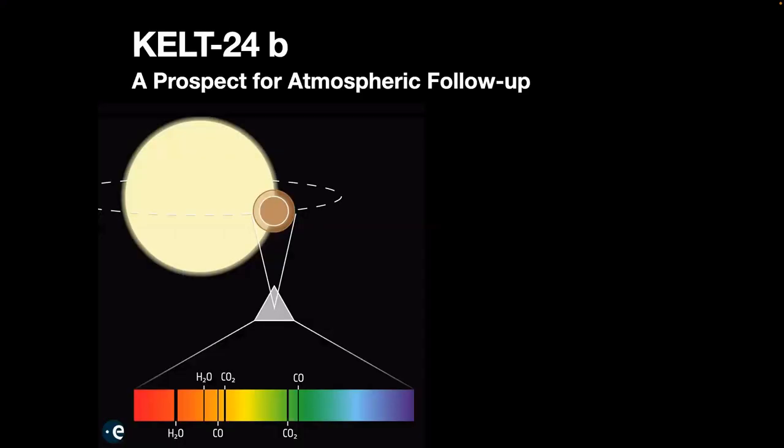Why does anybody actually really care about this? I mean, it's off, but why is it so important that we get KELT-24b correct? Why do we want to solve the system? Well, primarily, it's a really great target for atmospheric follow-up.